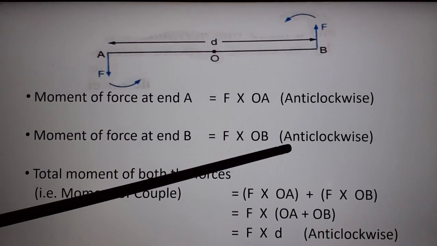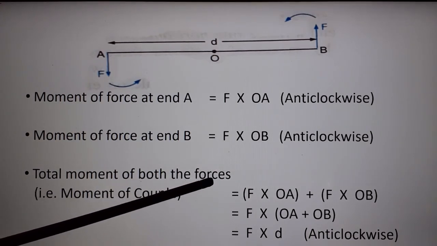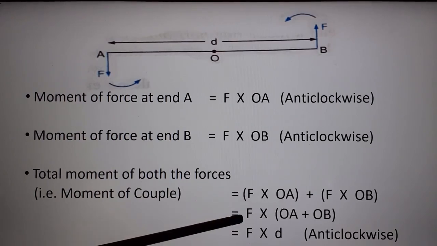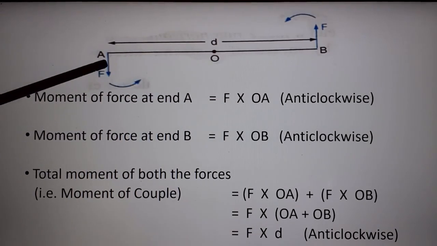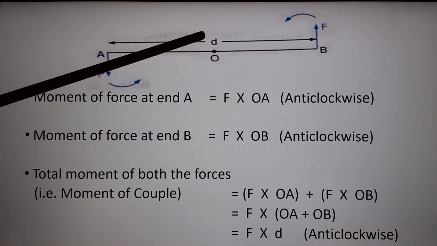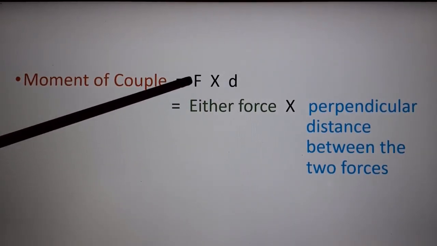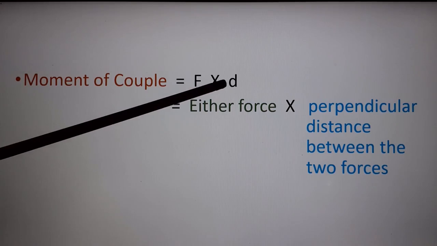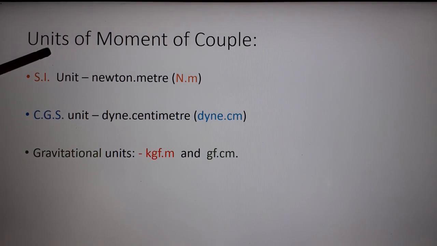Now as both the directions are the same, we have to add them up. So the total moment of both the forces is actually called the moment of couple. Add them up: F into OA plus F into OB. Take F common, so we are left with F into (OA plus OB). What is this distance OA plus OB called? It is equal to D, called the couple arm. Now the moment of couple formula we got is F into D. What is F? Either force, meaning any one of the forces, multiplied by the perpendicular distance between the two forces. Now, units of moment of couple.